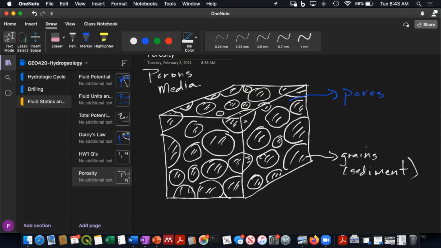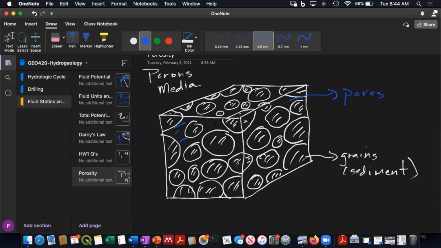When we pump groundwater, where does the water come from? Where's the water stored underground? Yeah, in the pore space. All right, so pore space.